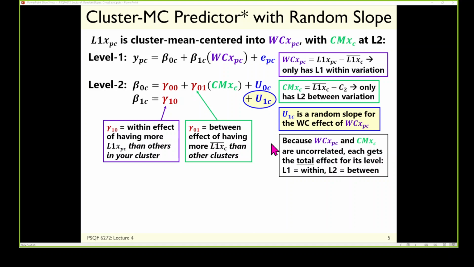Same concept. So if gamma 1, my within slope, is positive, a positive U1 would mean it's a more positive slope for that cluster, so the relationship is stronger. A negative U1 would mean it is less positive and potentially heading into negative. So the U's are deviations. What they are deviating from is the rest of the stuff that's in the equation for that level 1 slope.